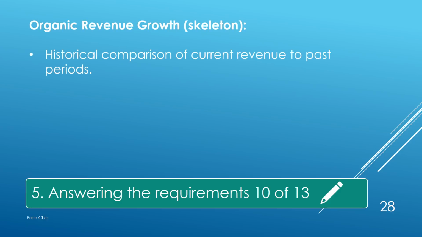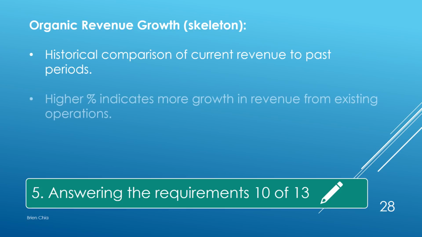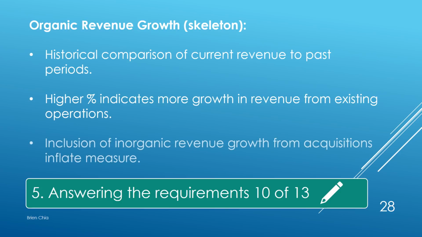Now we're going to look at organic revenue growth. The skeleton is, again, very short. You can write this if you don't have time. Historical comparison of current revenue to past periods. A higher percentage means more growth in revenue. That's a good thing. But in this case, they have included inorganic revenue growth. So that's the problem.